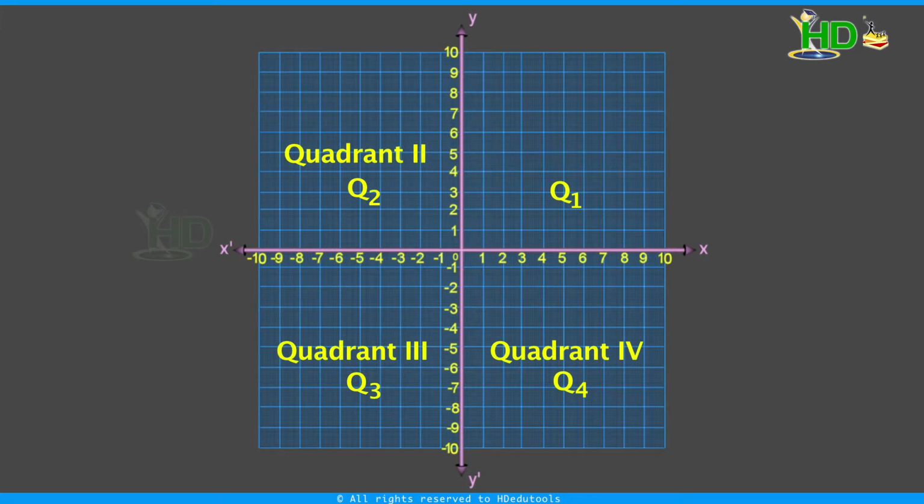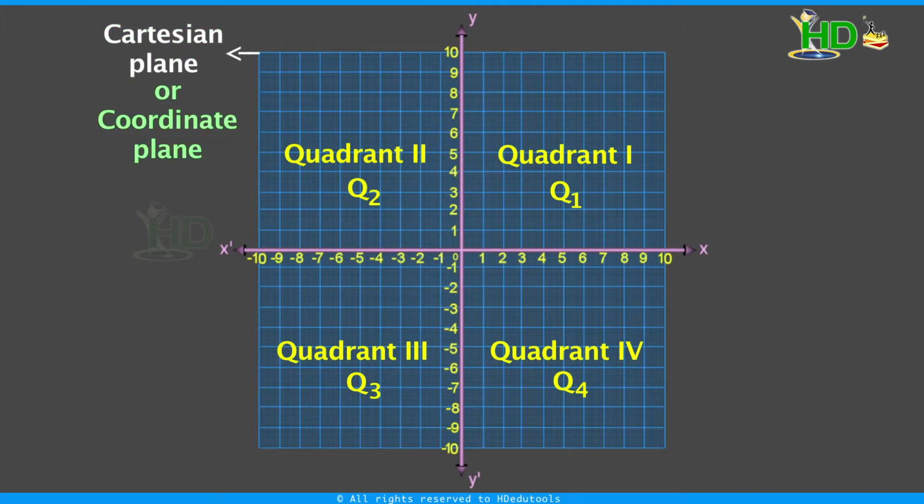This is the first quadrant, this is the second, this is the third and this is the fourth. Here Q1, Q2, Q3 are taken in anti-clockwise direction. Now this plane is called the Cartesian plane or coordinate plane or XY plane. The axes are called coordinate axes.